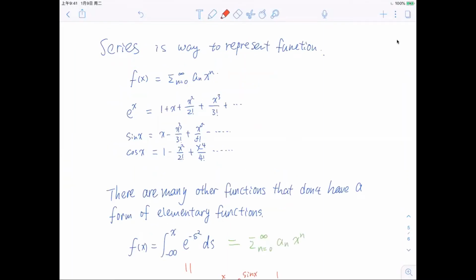Let's first look at series method. Series is a way to represent functions. So if we have a function f(x), in many circumstances, we can expand it like this, which is a summation of polynomial. And the important thing here is to find out the coefficient.